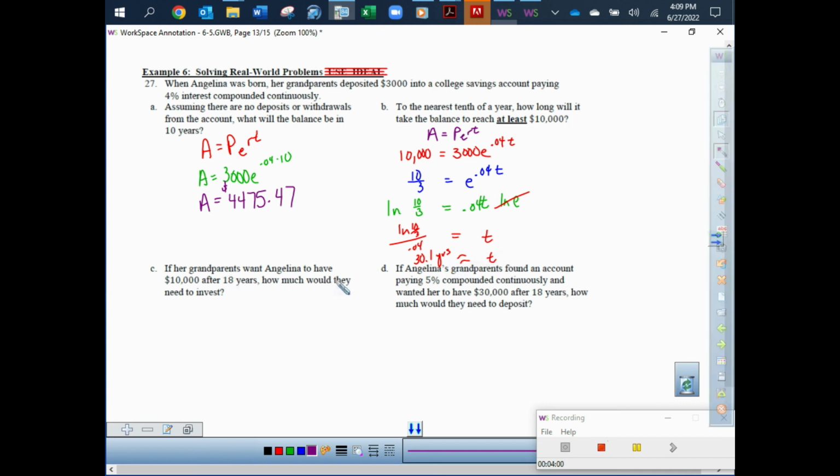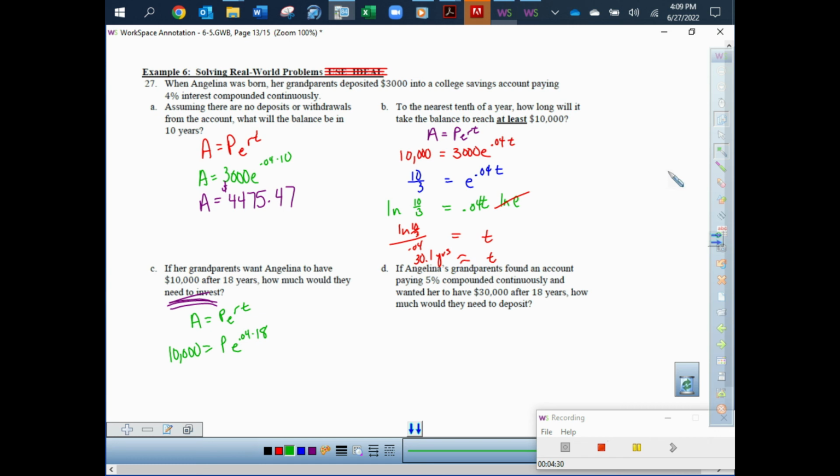Then if her grandparents wanted to have $10,000 after 18 years, how much would they need to invest? So that's a good question. We'll start with PERT because it's a continuous situation. They want 10,000 when they're all done, so 10,000 is going in for A. I don't know the principal. They don't know how much they want to invest, so that's still going to be P. e is still there, the rate's still 4%, and they want it for 18 years.